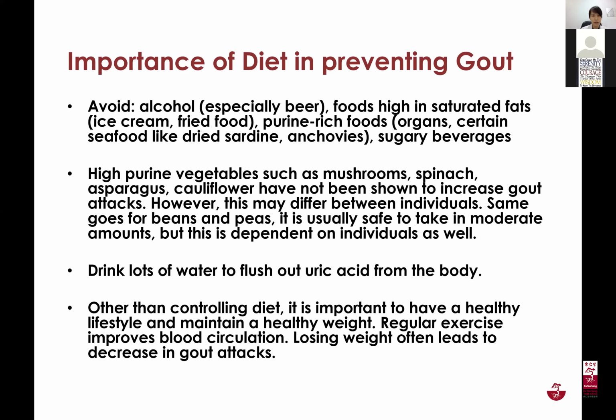There are also some vegetables that have a lot of purine content, like mushrooms, spinach, asparagus, and cauliflower. Studies have shown that these do not cause or trigger a gout attack, but it's really different for individuals. I have some patients who say that once they take some mushrooms or some spinach, this triggers a gout attack lah. So you must see your own reaction to these vegetables.